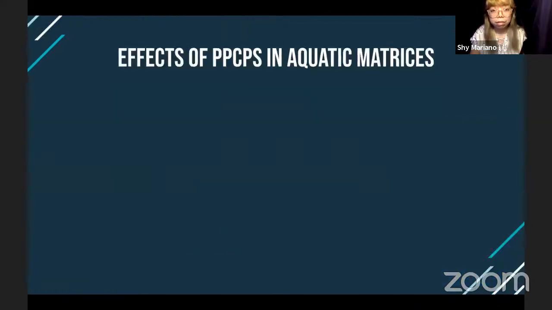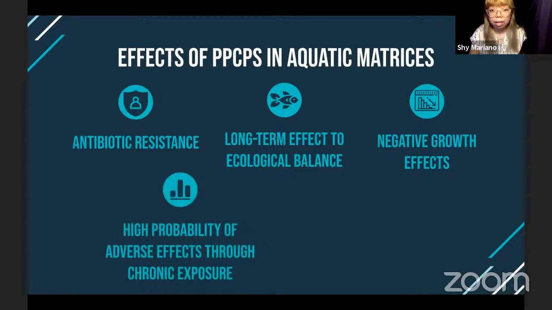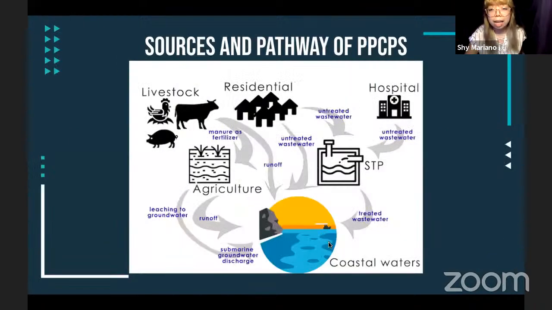What are these adverse effects? So the most alarming of all is antibiotic resistance. And there are also noted long-term effects to ecological balance, negative growth effects, high probability of adverse effects through chronic exposure, and there are also noted biochemical effects on aquatic species. How do these PPCPs end up in the natural waters? So most of the sources actually come from terrestrial sources, from livestock farms, residential areas, industrial wastewaters, hospital wastewaters.